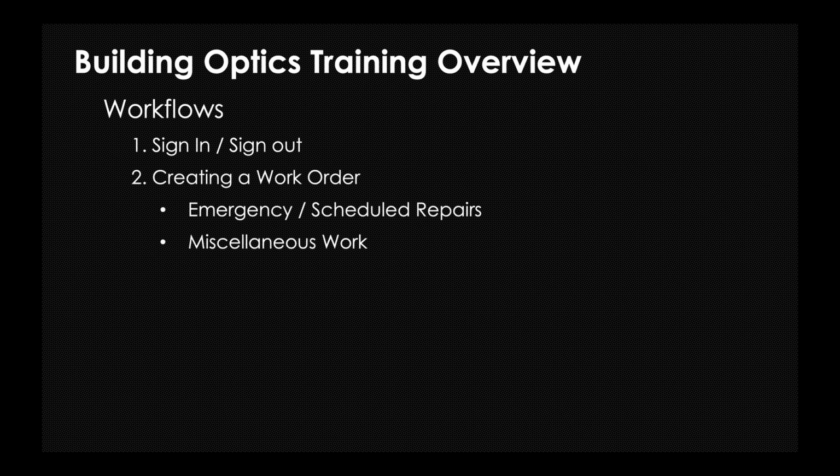So we're going to be learning how to use the mobile app to log our work. We'll be going over three closely related workflows. The first is signing in or out of a shift to log our hours for the day. The second is logging a work order. This includes emergency or scheduled repairs or any other type of miscellaneous work. The third and last is working on and completing a preventative maintenance.